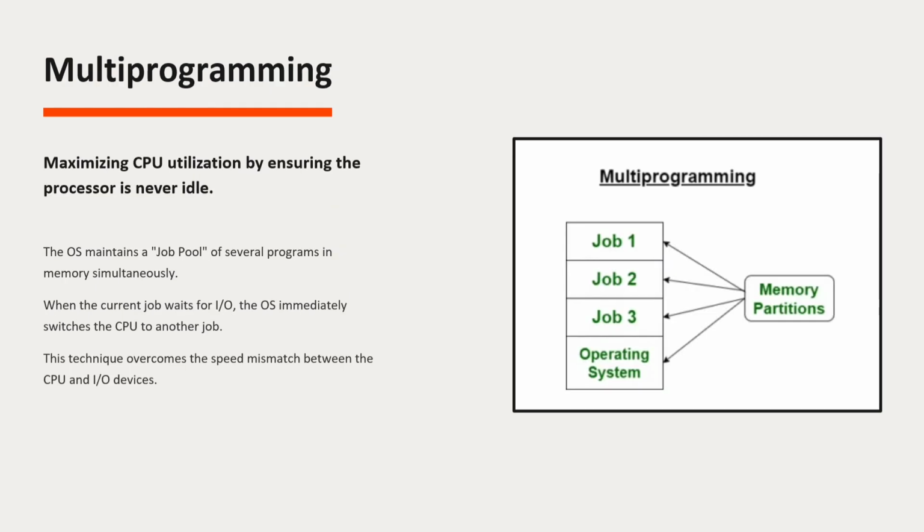Now let us talk about a very important OS concept, that is multiprogramming. The main goal of multiprogramming is to maximize CPU utilization. Here I'll tell you how it works. The OS keeps several programs in memory at the same time. This collection is called the job pool. When a running program needs I/O, input and output, or becomes idle, the OS immediately switches the CPU to another job. This helps overcome the speed difference between CPU and input and output devices, ensuring the CPU is never idle.